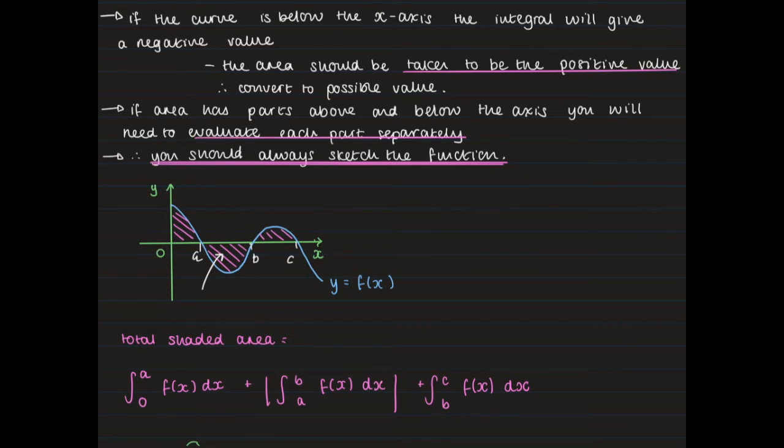So if I have parts above the axis and below the axis, I need to evaluate each part separately. And what I need to do is change the sign of the part below the x-axis because that's negative. So I can take the modulus of that, and that's what I've written at the bottom. So I need to take the definite integral between 0 and a, then the definite integral between b and a, but I know that's going to be positive, so I take the modulus of that to make it positive, and then the definite integral between b and c. Add those all together and that will give me the total pink shaded area.